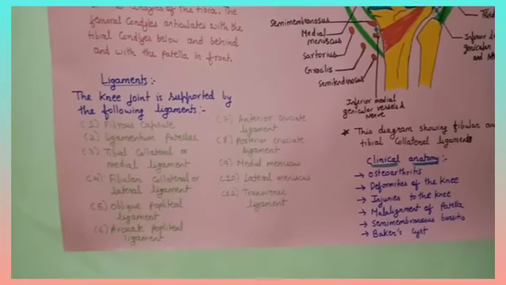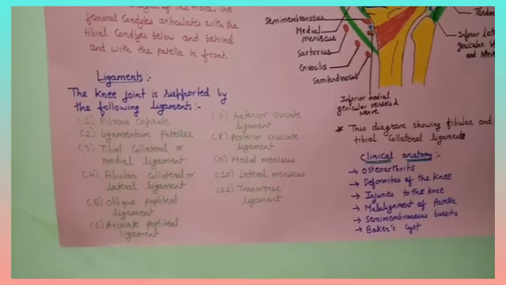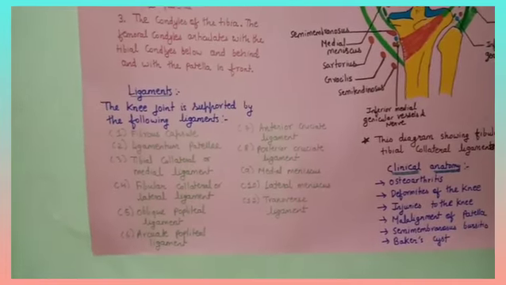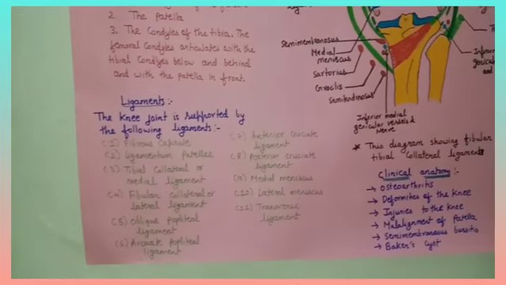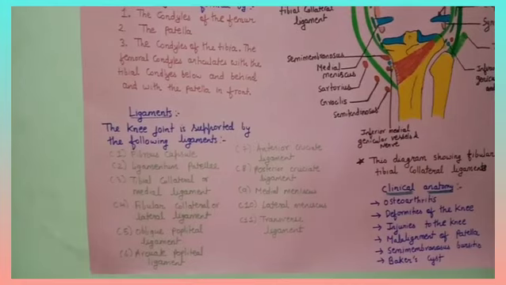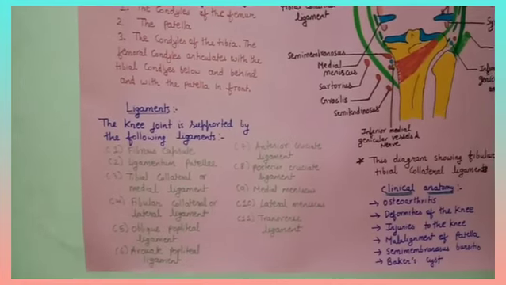Now, fifth, oblique popliteal ligament. This is an expansion from the tendon of semimembranosus. It runs upward and laterally, blends with the posterior surface of the capsule and is attached to the intercondylar line and lateral condyle of the femur.